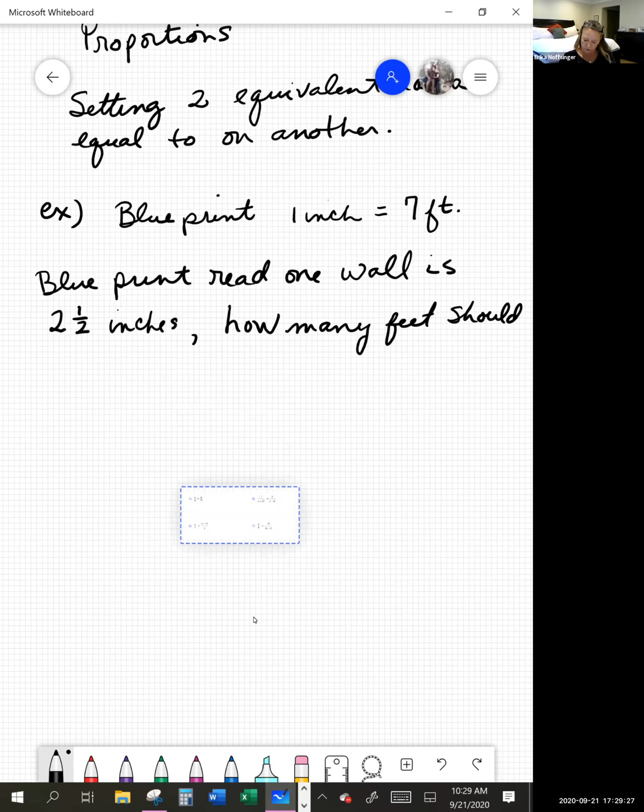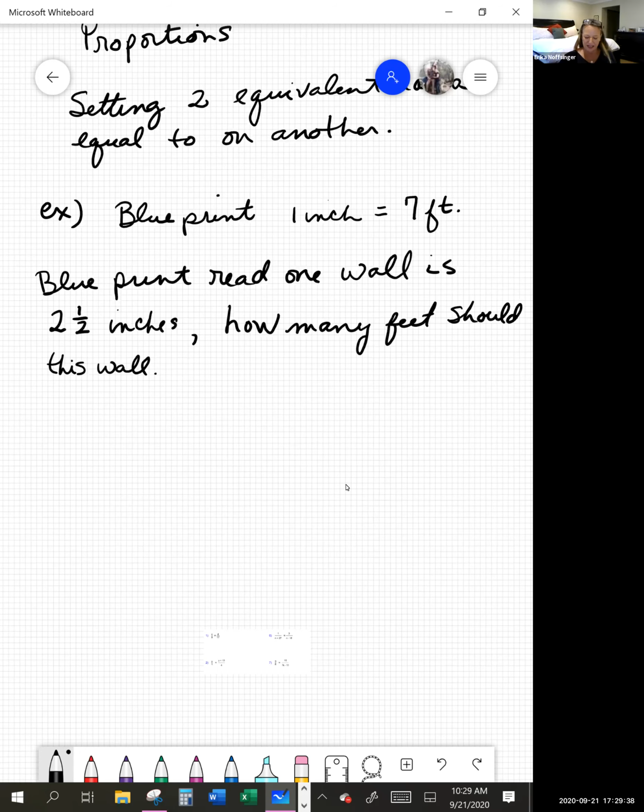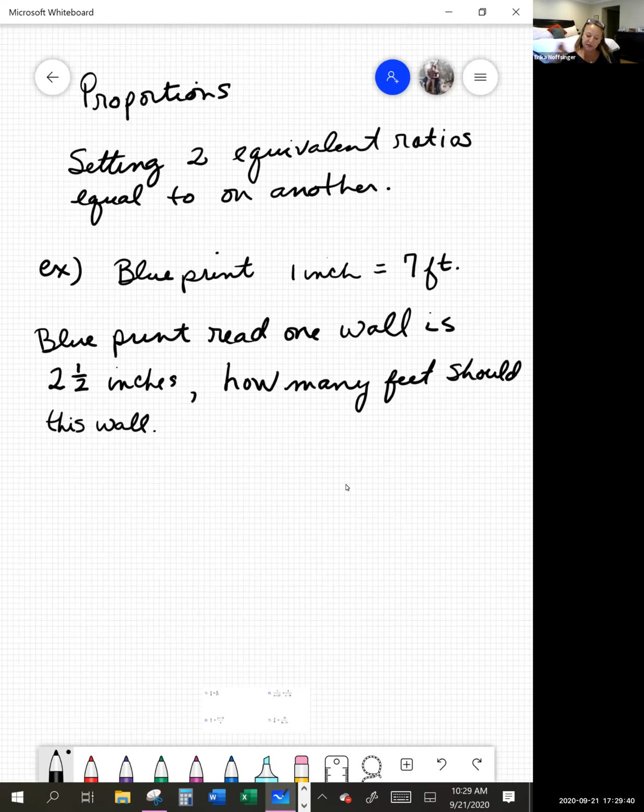What does it say after where it says setting to equivalent? The little icons are blocking it. Oops, sorry. I wish I could get rid of those on there. So it says setting two ratios equal to one another. Okay, thank you.